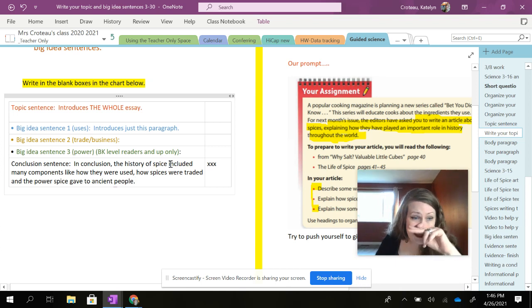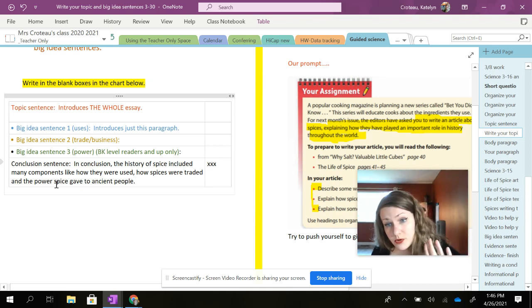In conclusion, the history of spice included many components like how they were used, how spices were traded, and the power spice gave to ancient people. Notice I mentioned uses, I mentioned trade. I didn't say trade and business because they kind of go hand in hand. And power, I mentioned all three. And I summarized the paper.